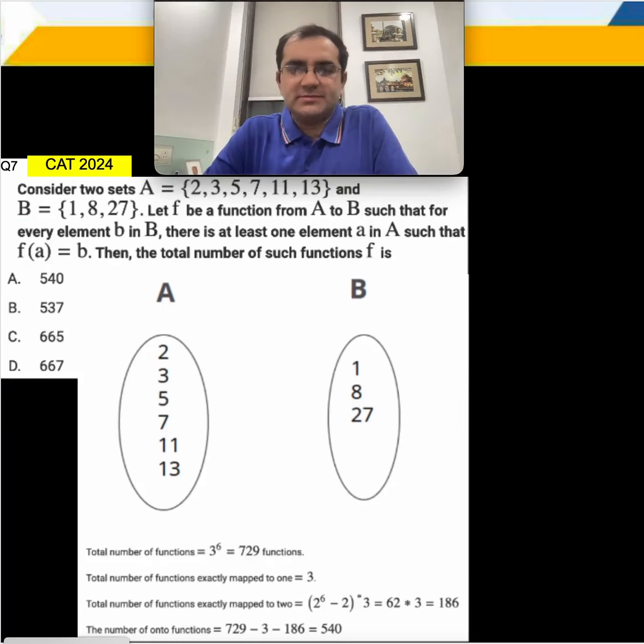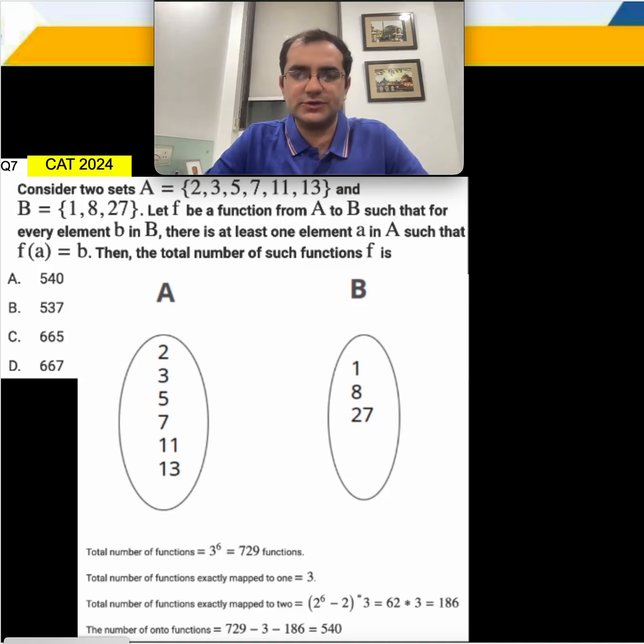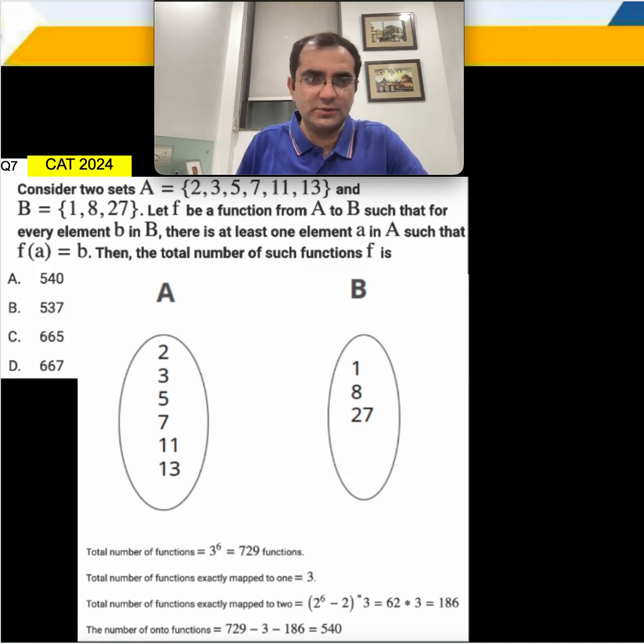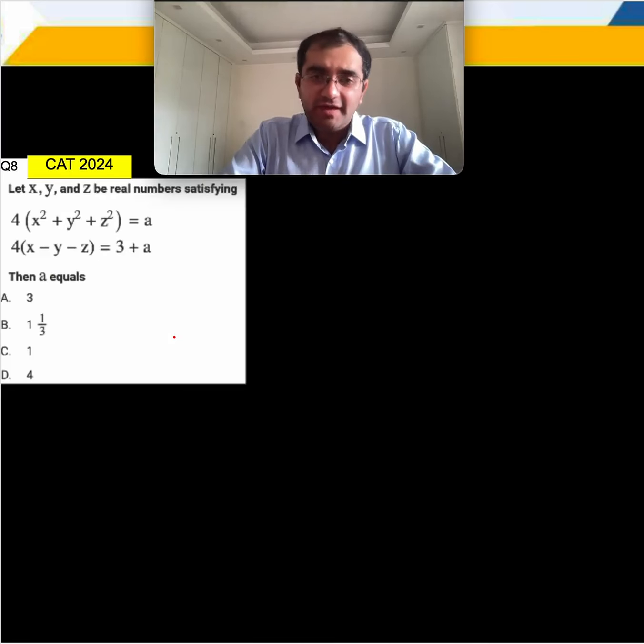This is question number 7. It is a little out there and not worth discussing beyond the scope of the traditional topics that we cover, so you can just understand the solution on your own. Answer is 540, which is A part. Another very nice question on algebra.